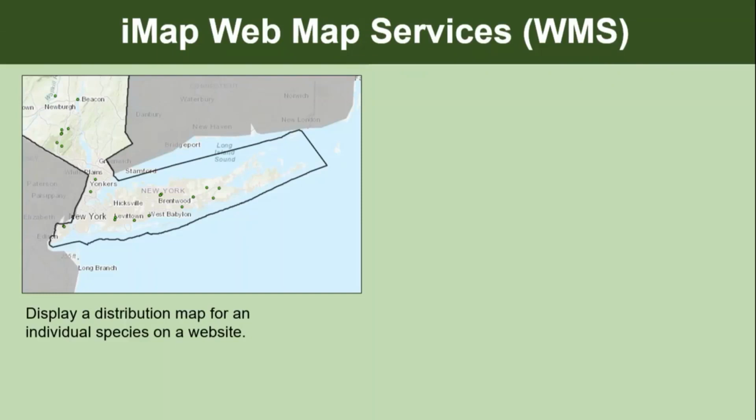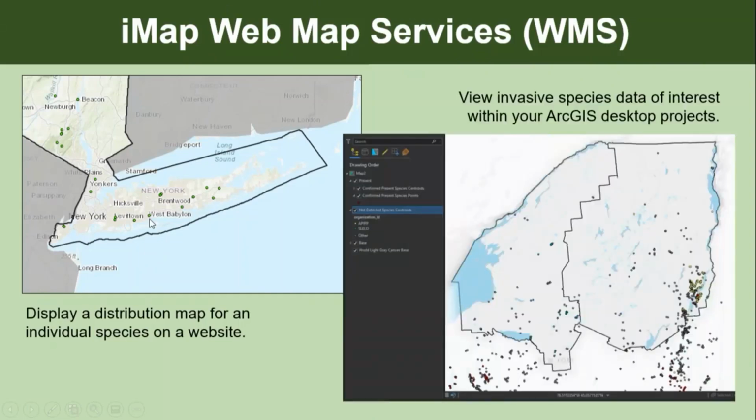So these come into play in a variety of scenarios. One example would be, say you want to display a distribution map for an individual species on a website. So that's a map of Asian clam, I believe, coming from the iMap data. Or maybe you want to view invasive species data of interest within your ArcGIS desktop project. And so one thing you can do is export the data from iMapInvasives. That's often helpful. But say you're trying to show the distribution of Asian clam on your website.